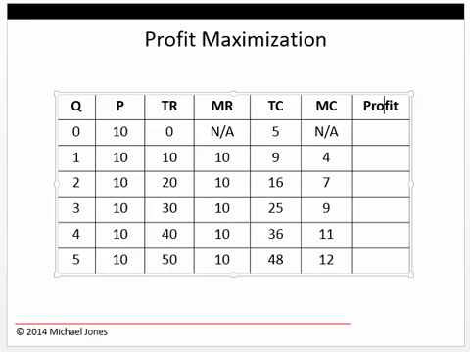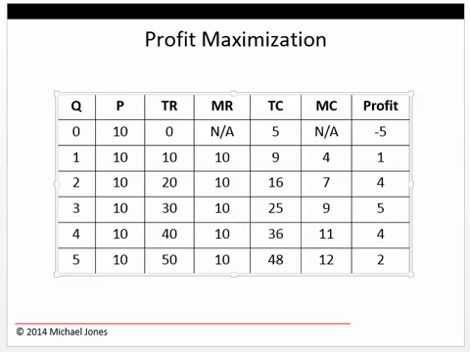And in the last column, I'm generating the profits for each given quantity. At Q equal to 0, the total revenue is $0, and the total cost is $5. So when I subtract total cost from total revenue, I actually get a negative profit of -5. However, when I produce 1 unit, I subtract my total cost of 9 from $10, and I have a positive profit of $1, and I continue to fill in the rest of the column as so. 20 minus 16 is 4, 30 minus 25 is 5, 40 minus 36 is 4, and lastly I see that total cost subtracted from total revenue is equal to a profit of 2.